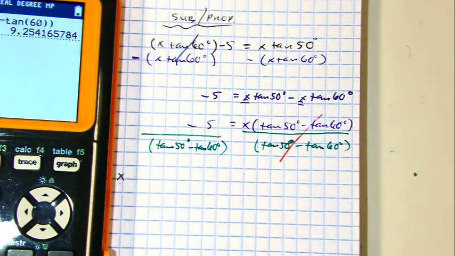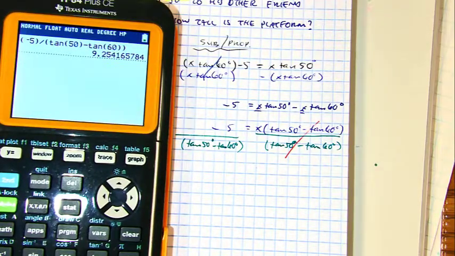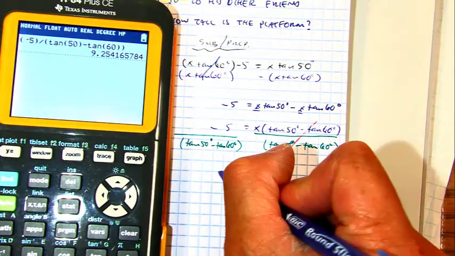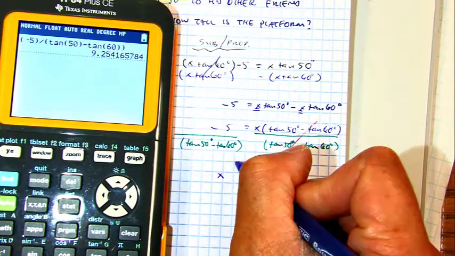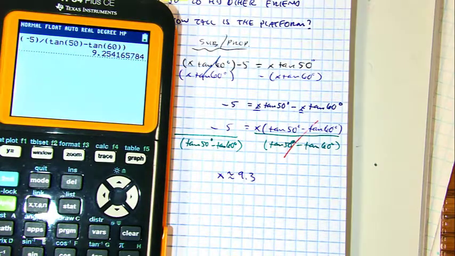Da-da-da-da! You want to see my calculator buttons or the screen? Is that okay? And if you round to the nearest tenth, you get 9.3. 9.3. Raise your hand if you got that. You guys got it? Yes!